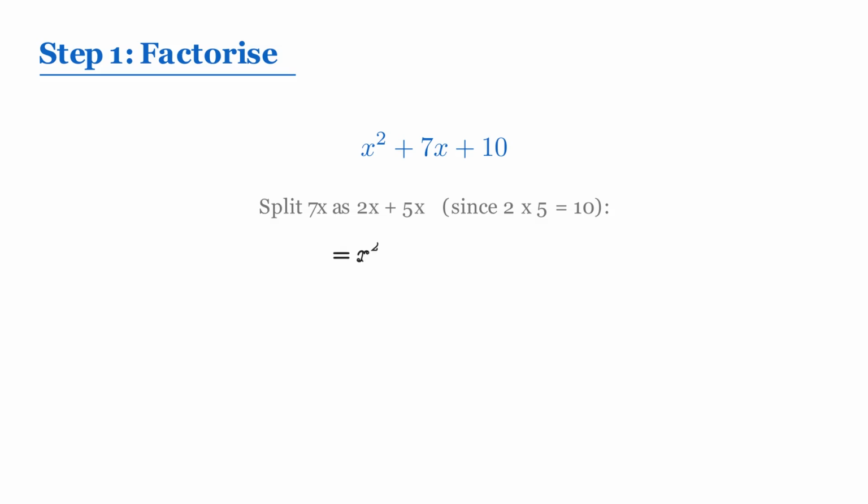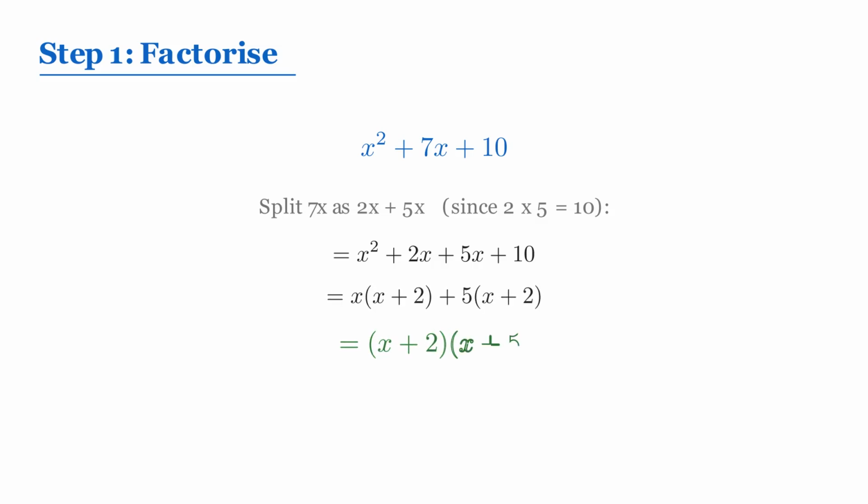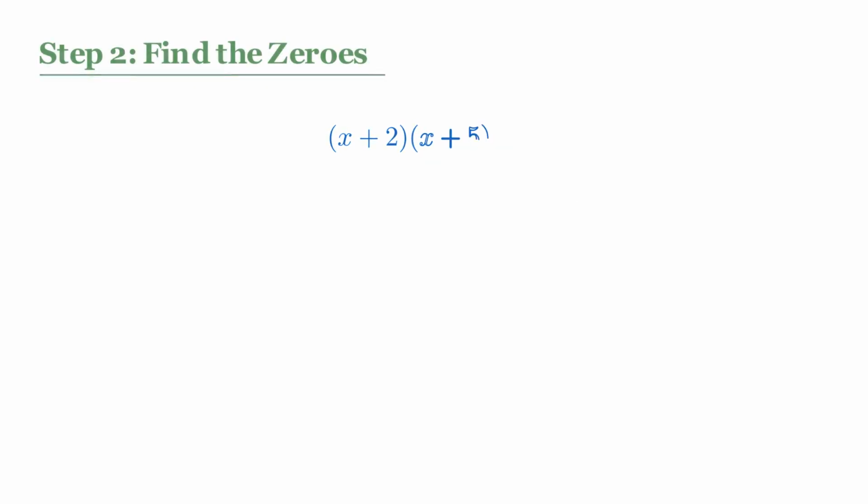Split 7x as 2x plus 5x, since 2 times 5 equals 10. Factor by grouping. The factorized form is (x plus 2) times (x plus 5). Set each factor to 0.